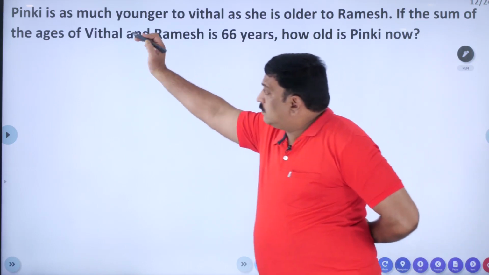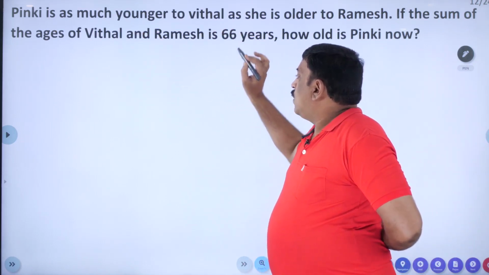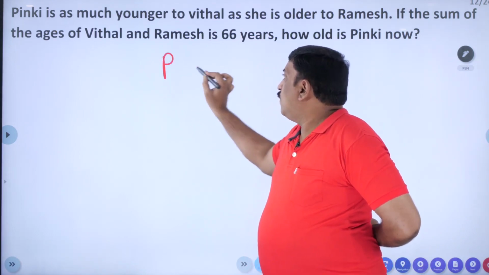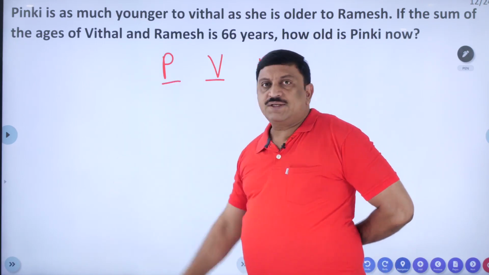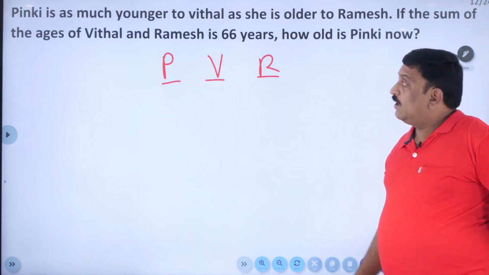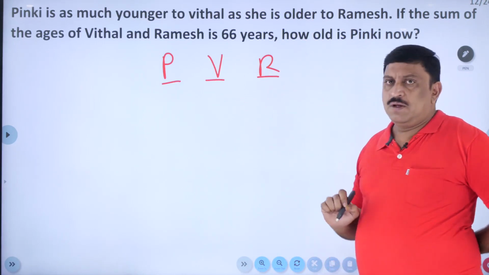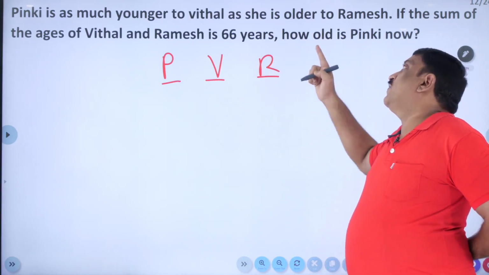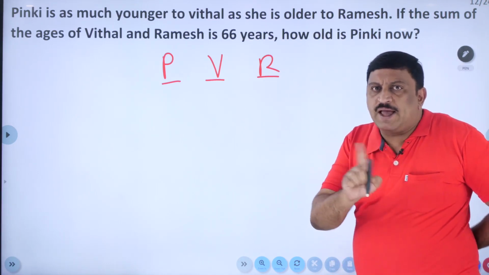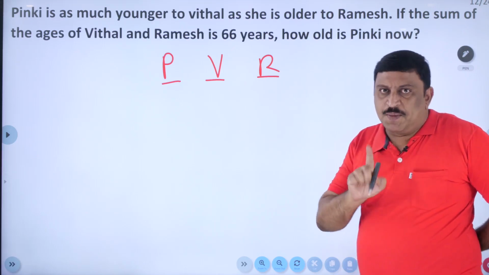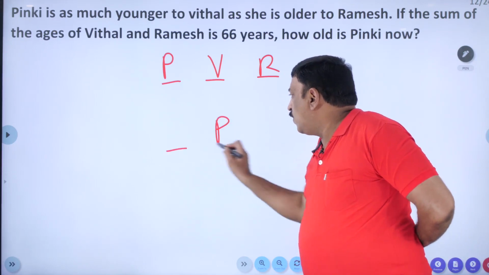Here, out of Pinky, Vital and Ramesh, who is youngest? Whether Pinky or Vital or Ramesh. Pinky is as much younger to Vital as she is older to Ramesh. So definitely Pinky is not the youngest or the oldest. She is in the middle. Right? Okay. We don't know who is youngest.